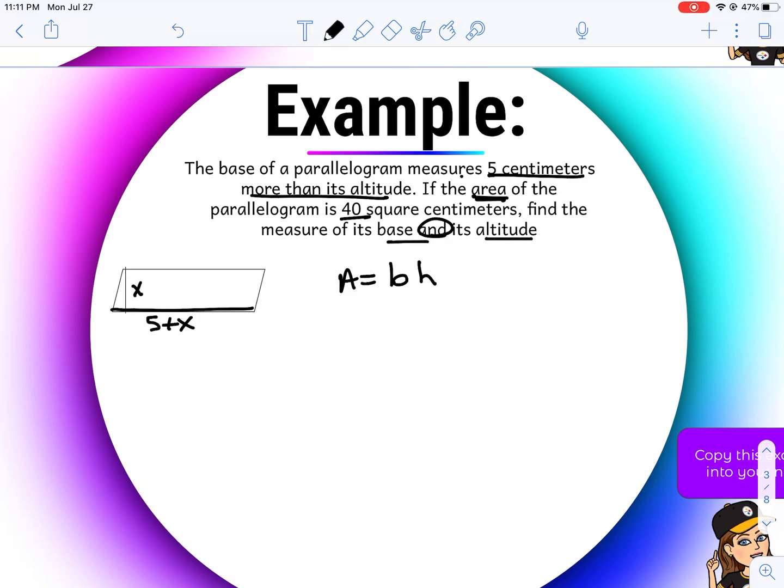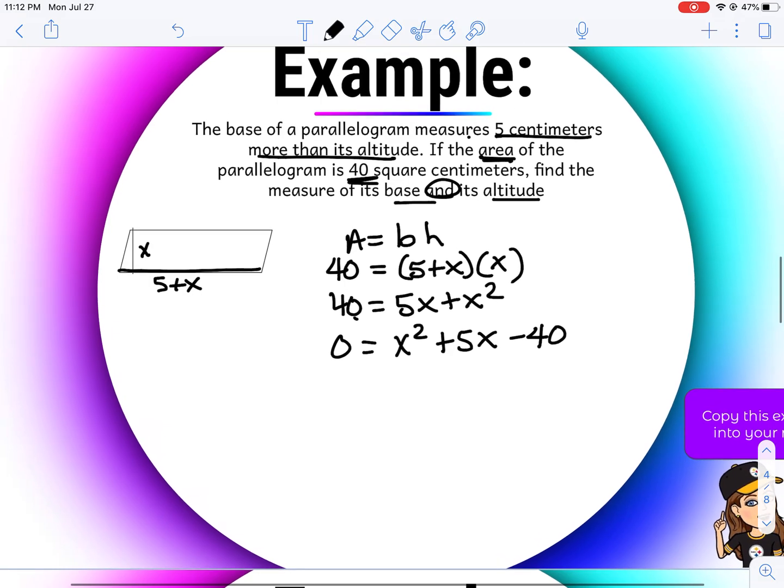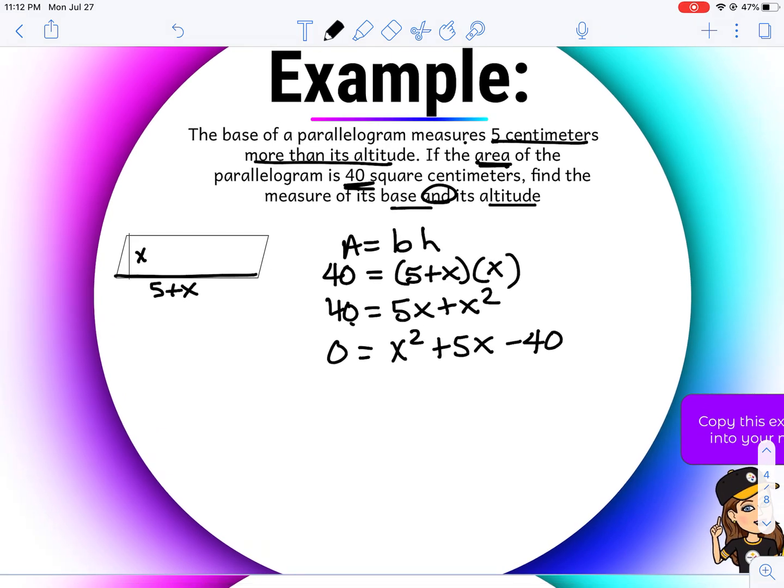Now I can substitute in my values. I know the area is 40. The base was 5 more than the altitude, so 5 plus x times x. In this case, we're going to do some distributive. And when we solve quadratics, we want them written in standard form, so we have to make it equal 0. I notice this is a little out of order on the right-hand side, so I'm going to put the x squared first, then the 5x. And in order to move that 40 over, we have to do that inverse operation, so we're going to subtract 40 on the end.